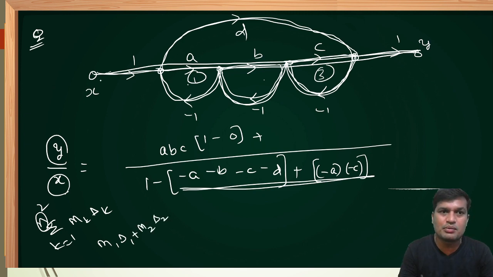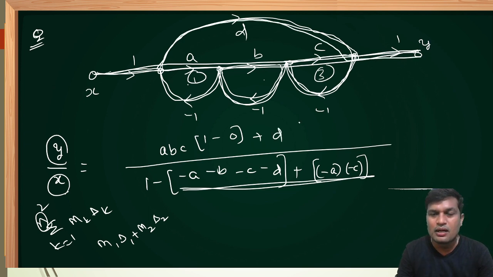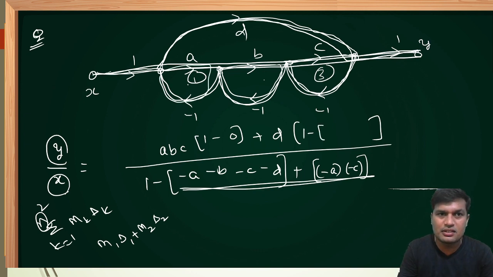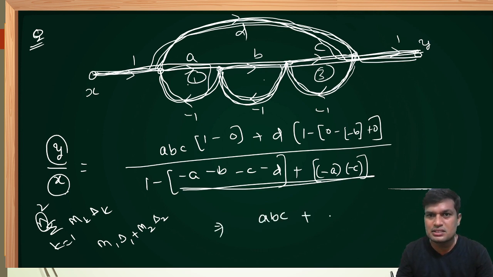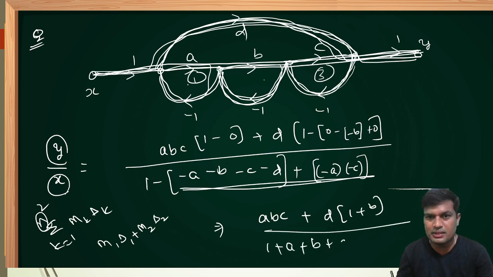Like M2. What is M2? The path gain of the second forward path. What is the path gain of the second forward path? D. To that path, what is delta? 1 minus the first loop; it is touching this path, therefore A is replaced by 0. The second loop is non-touching to this path, therefore write it as it is. The third loop is touching, so 0; the remaining are all touching. Therefore the answer is ABC plus D into 1 plus B upon 1 plus A plus B plus C plus D plus A into C, which is the overall transfer function.